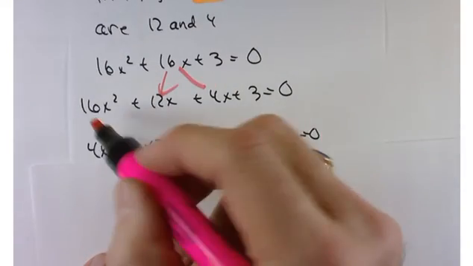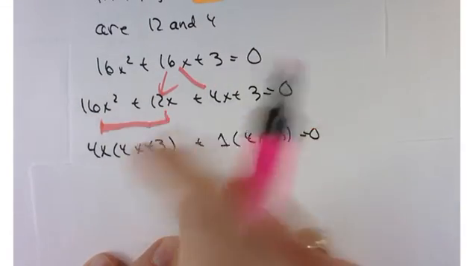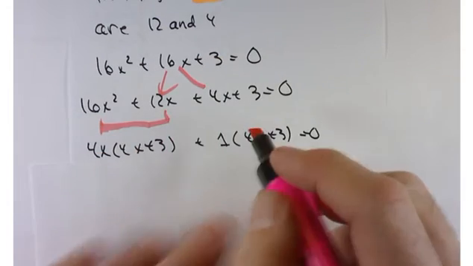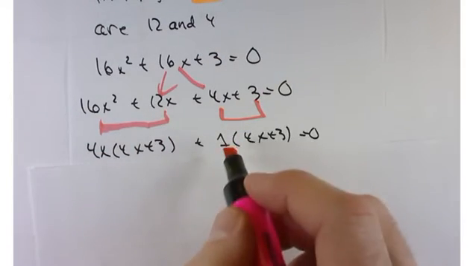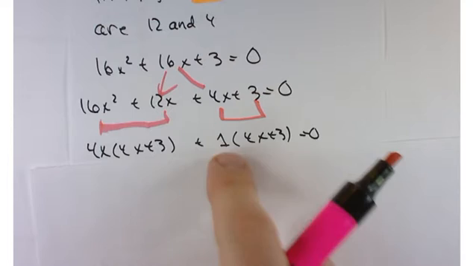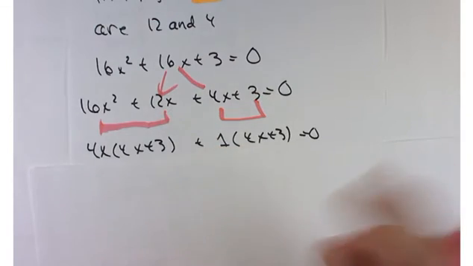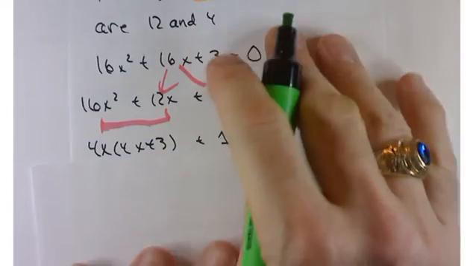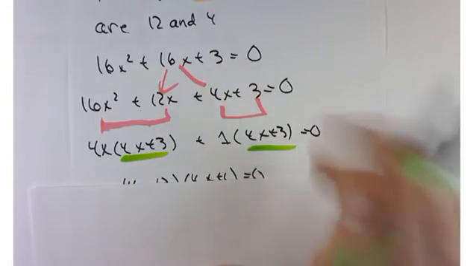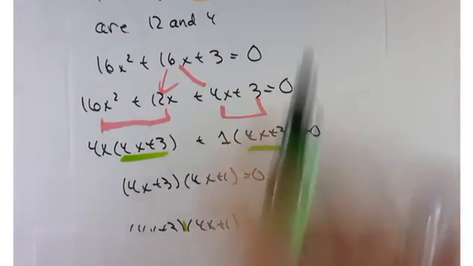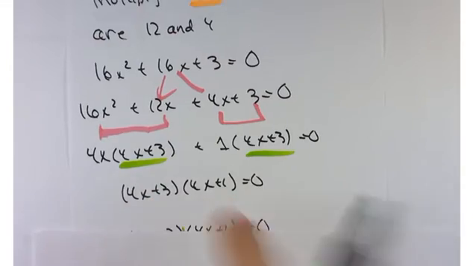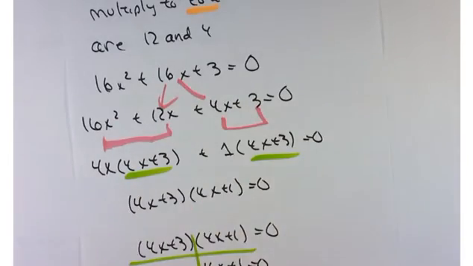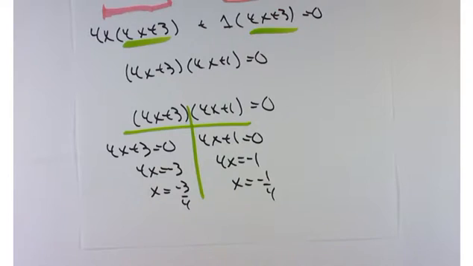You can factor out by grouping from here now. So there's a 4x that's common to this. There's nothing that's common here, so what I tend to recommend is factoring out a 1 as just like a placeholder. After that, 4x plus 3 is a common factor. Factor out the 4x plus 3, and then you've got your factorization. And then it's set each term equal to 0 and solve.